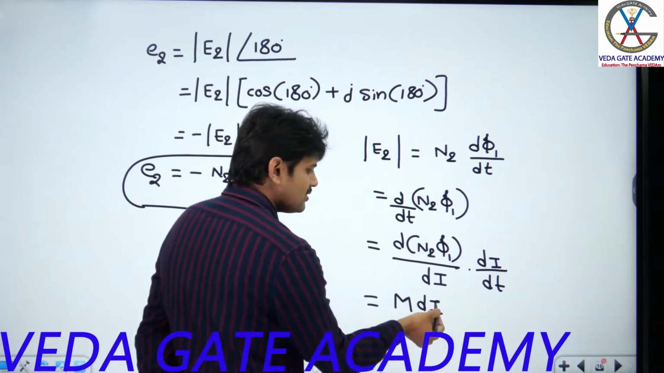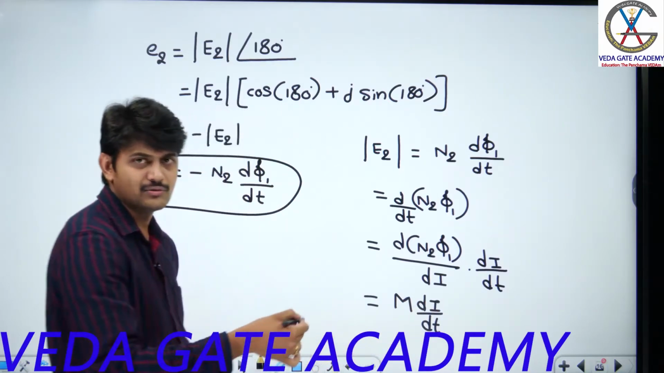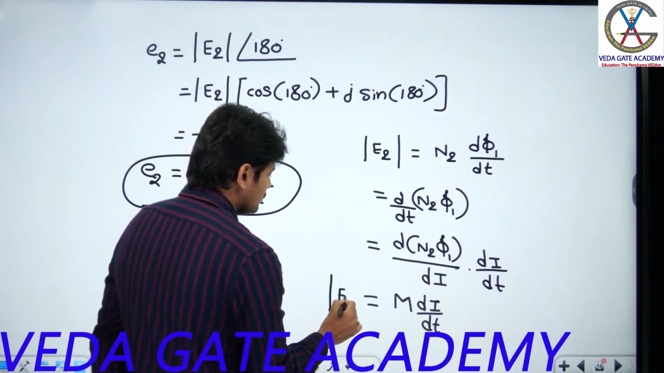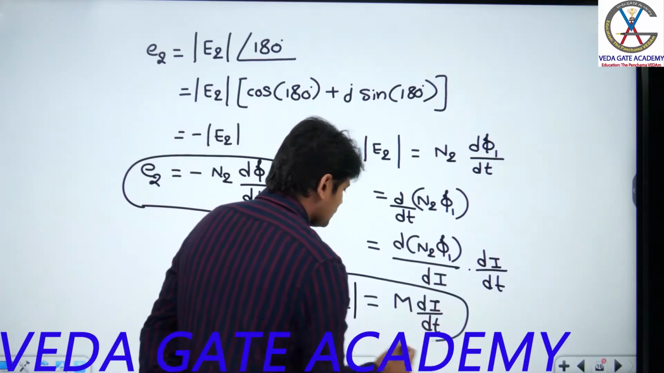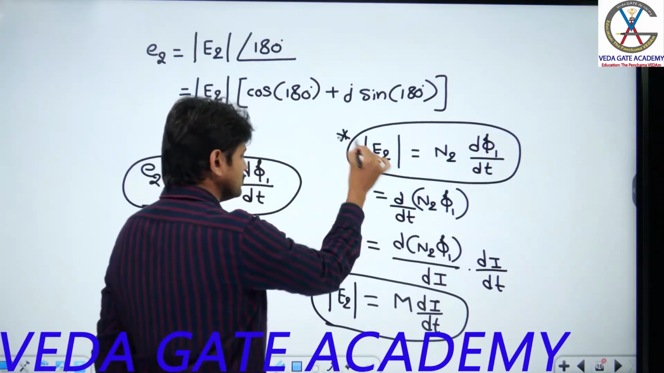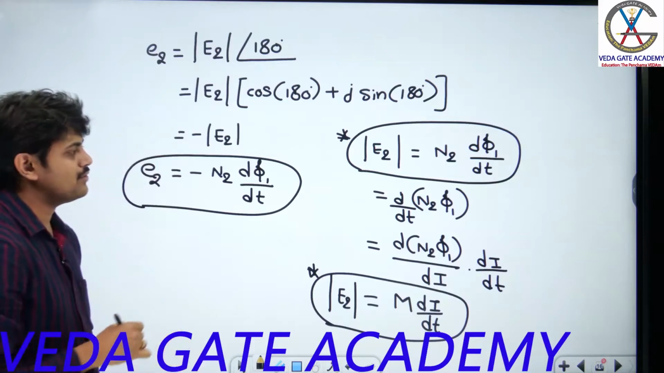M di by dt. Either you can use a small letter also; generally we use small letters for alternating quantities. So magnitude of E2 will be equal to M di by dt. So if I know the flux information, I can use this formula. If I know the current information, I can use this one. By the way, what is the meaning of M here?